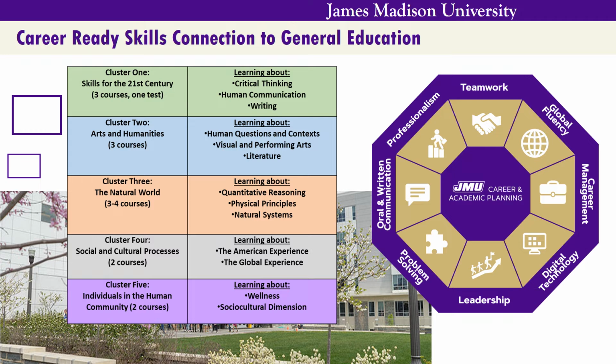So what you're learning about, or what the objectives are, you can see in the column on the right. In cluster 1, critical thinking, communication, and writing. Now, what makes cluster 1 important and different from clusters 2, 3, 4, and 5 is that cluster 1 is the only cluster that you have to complete in your first year. So cluster 1 consists of 3 different courses in the areas of critical thinking, human communication, and writing. And you have to complete a course from each of those 3 areas in either the fall or the spring semester. So you'll be taking those three classes in your first year and completing them.